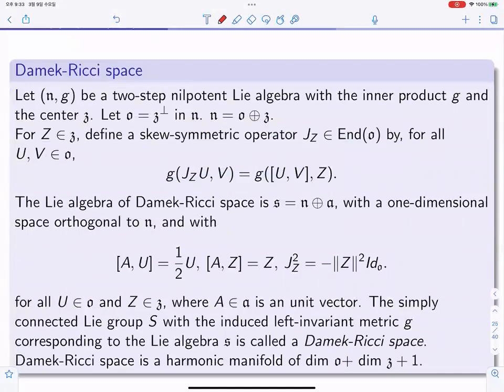A Damek-Ricci space is a two-step nilpotent Lie algebra with a one-dimensional extension. Then we define the skew-symmetric operator J_Z for Z in the center. Then J_Z is an endomorphism of the algebra, not the whole n. Then the J squared is minus the norm of Z squared times the identity on that part, not the whole n. The simply connected Lie group with such a Lie algebra is called a Damek-Ricci space. A Damek-Ricci space is a harmonic manifold, so an Einstein manifold.